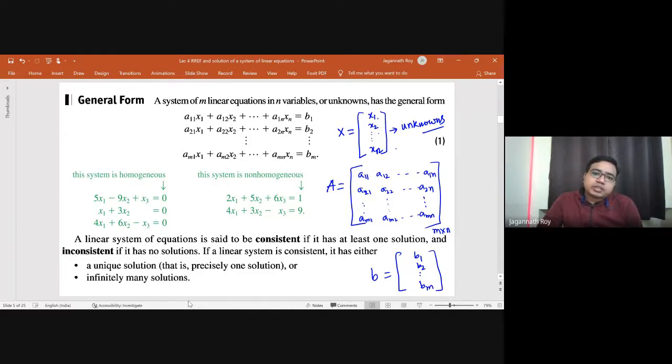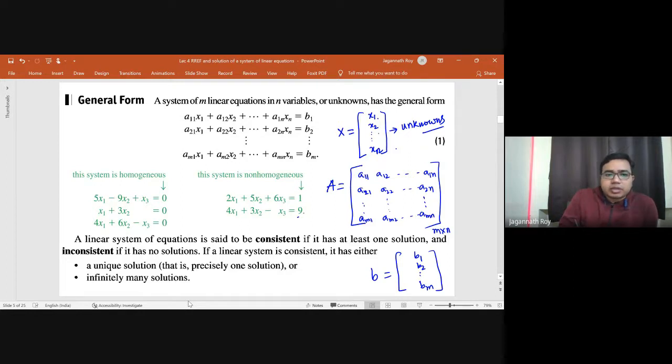Before we proceed further, let us understand the definition of two important terms. The system is said to be homogeneous if the right-hand side vectors are 0. If at least one is non-zero, for example, this is 1, then we call it a non-homogeneous system.